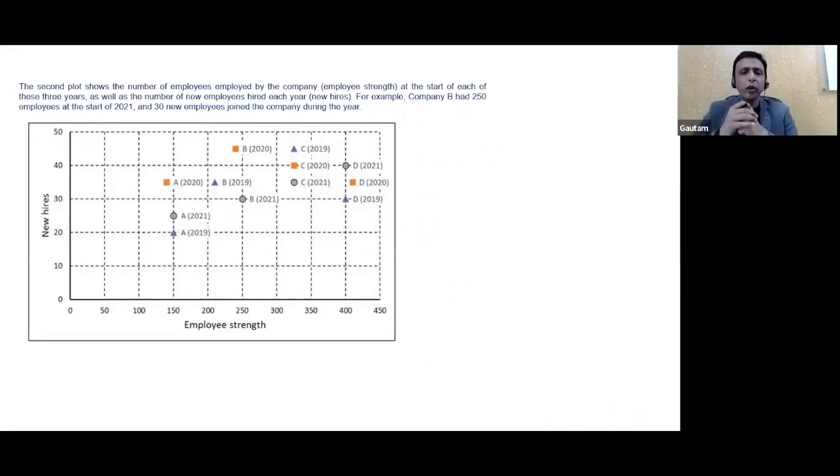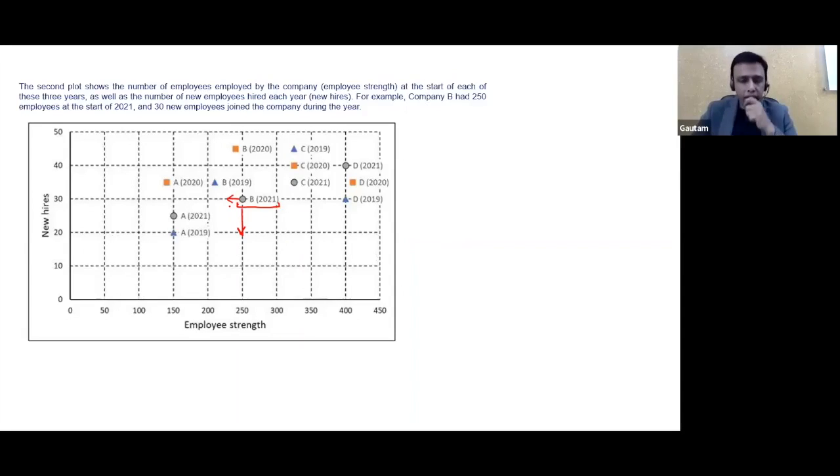The second chart talked about the employee strength. Let's read it very carefully. The second plot shows the number of employees employed by the company at the start of each of these 3 years, as well as the number of new employees hired each year. So if I look down at company B in 2021, the total number of employees at the start of 2021 was 250. And 30 new employees joined the company during the year 2021. So in this complete year, 30 new hires were there in company B.